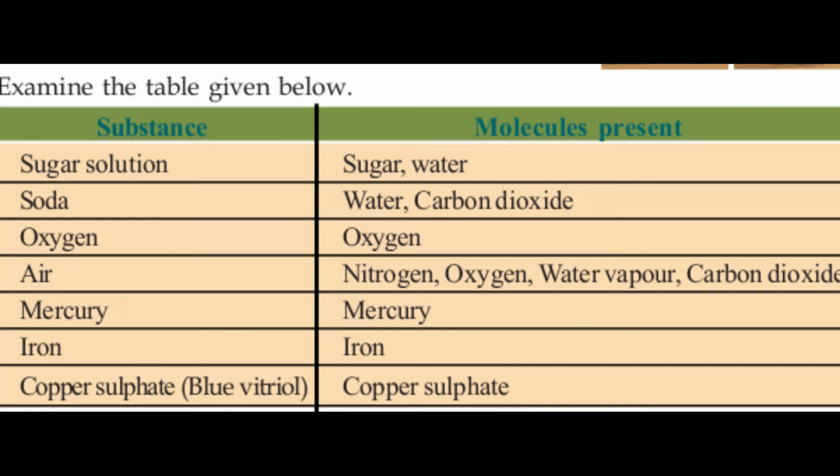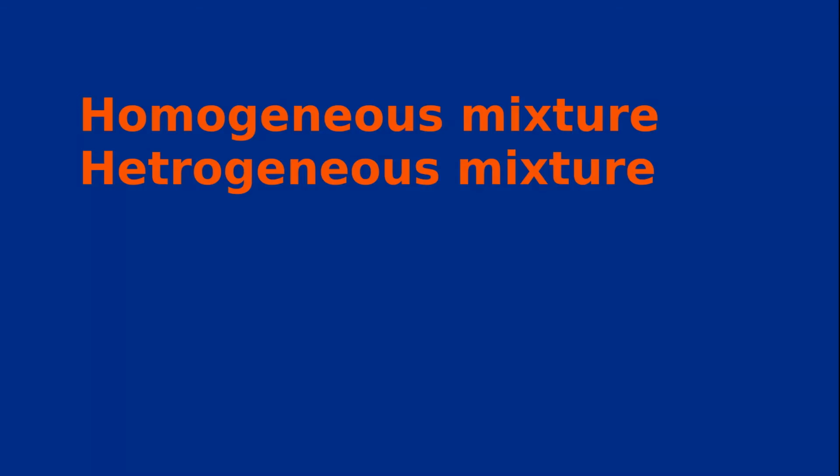All the students draw this table and write down these substances and which molecules are present. Then you note down whether it is a pure substance or a mixture. All the students do these activities in the text. Write this activity. Next, these mixtures are again divided into two categories.